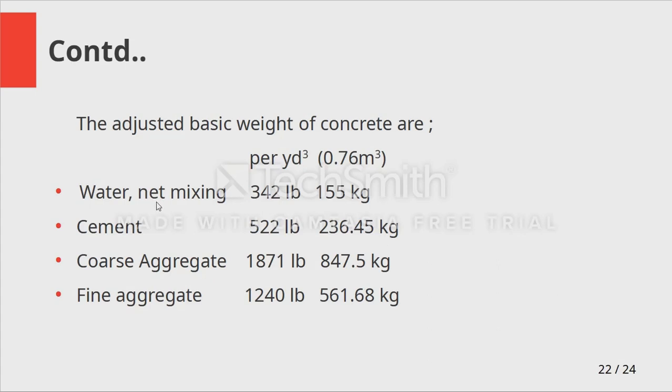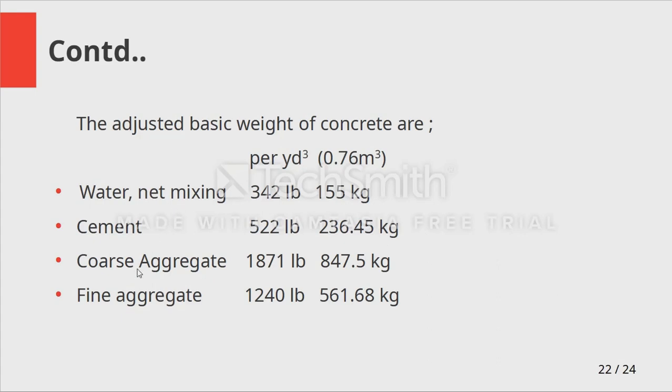The water content that we need for mixing per cubic yard is 342, and for 0.76 cubic meter is 155. Now if you want to obtain the value for 0.5 cubic meter, simply multiply this 155 by 0.5, so you will get the amount of water for 0.5 cubic meter.